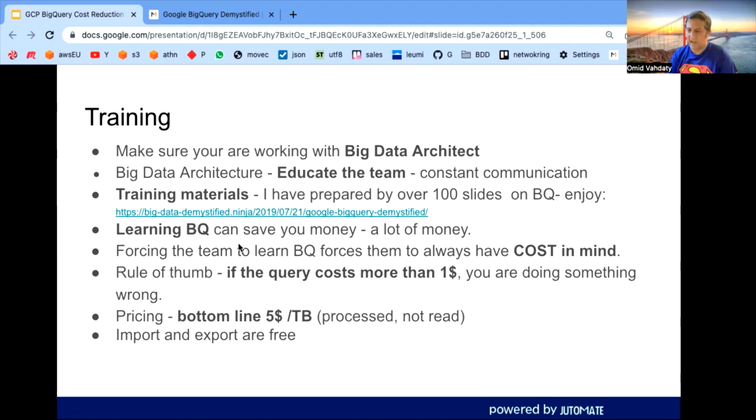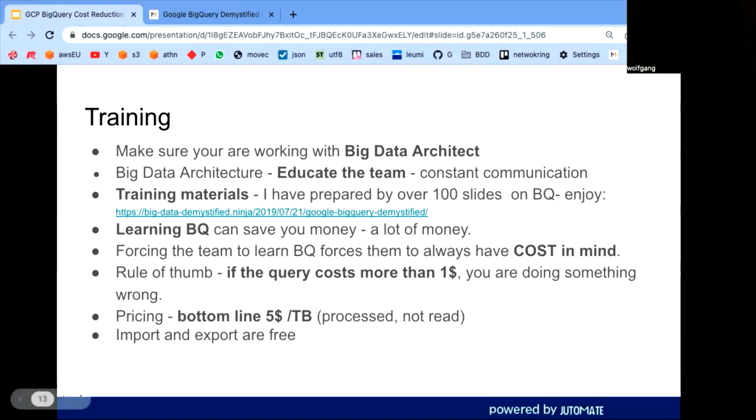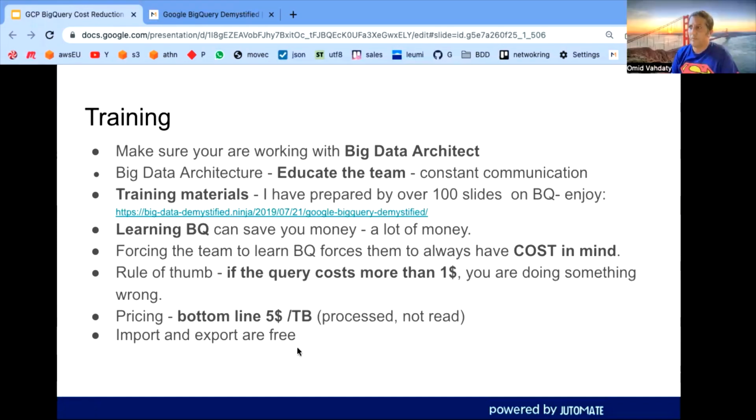So as a rule of thumb, people sometimes ask me, what query is too costly? If you pay more than $1 per query, something doesn't make sense. You're doing something wrong. The reason for that is the pricing is $5 per terabyte processed. This essentially means that if you are spending $1 on your query, you're processing way too much data.